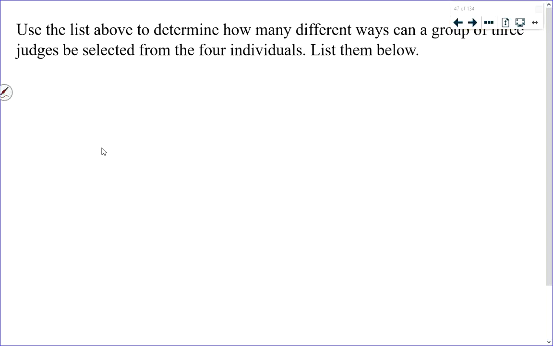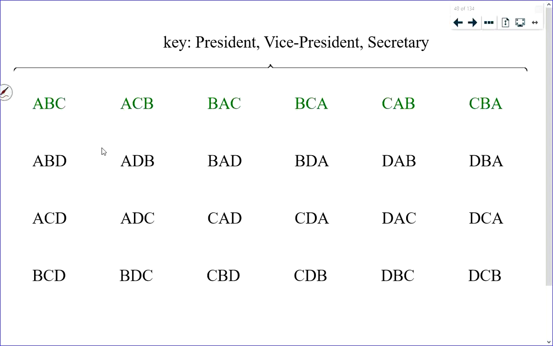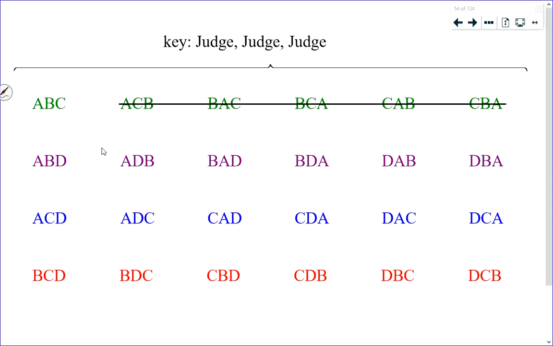Use the list above to determine how many different ways a group of 3 judges could be selected from the 4 individuals. Well, as I pointed out, these are all Alan, Betty, and Charles. I'm still looking at the president, vice president, and secretary. These are all Alan, Betty, and Danny, all Alan, Charles, and Danny, all Betty, Charles, and Danny. So if I change this, if you look at the screen, I change it to judge, judge, judge. There is 0 difference between any of those on the first row. They are all the same 3 judges. So I go from having 6 different items that involved Alan, Betty, and Charles to only 1.